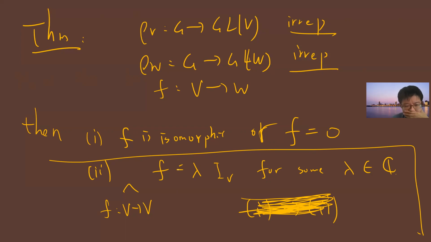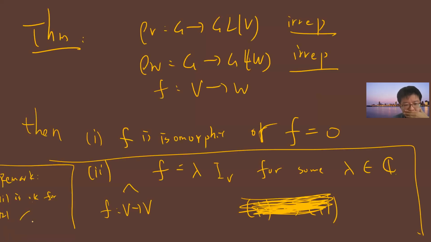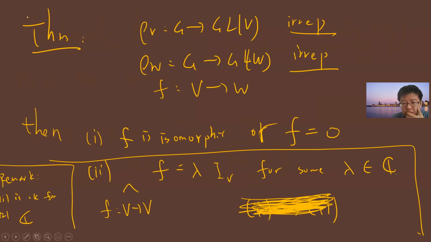There's still a small remark that I want to say. The remark is that one is okay for any field, right? Because we just tailored the representation; isomorphic or F is 0 does not use the field, and the second only works for complex numbers. I think 1 still implies 2. So let's see the proof.